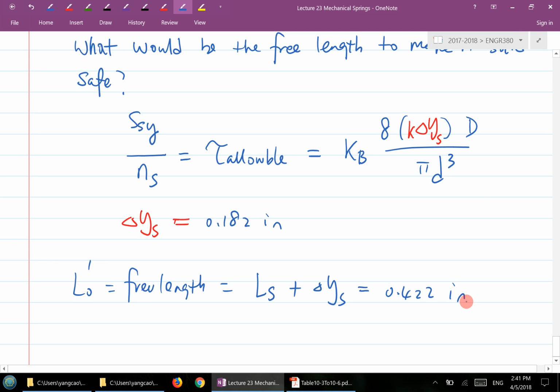How do you check the stress? How do you check the safety? Basically plugging in all the parameters appropriately. Okay, any questions?